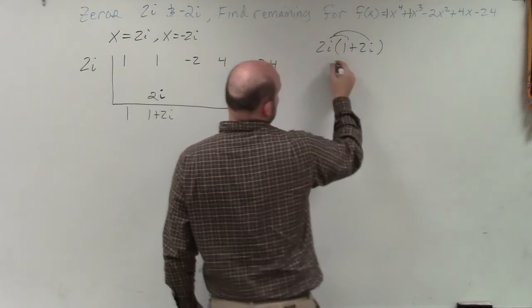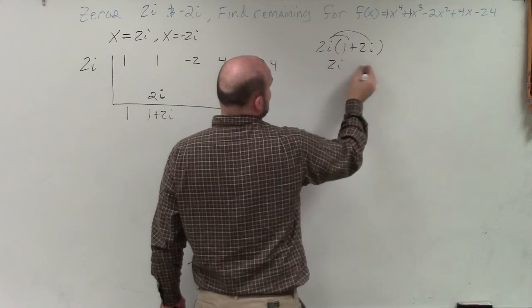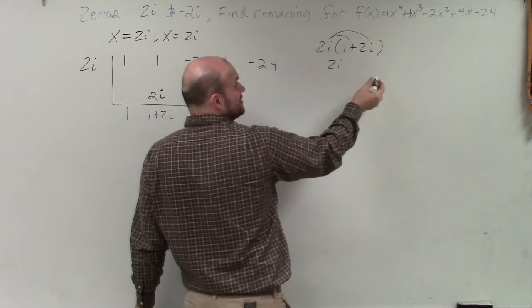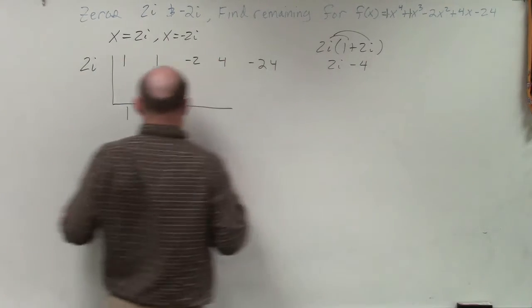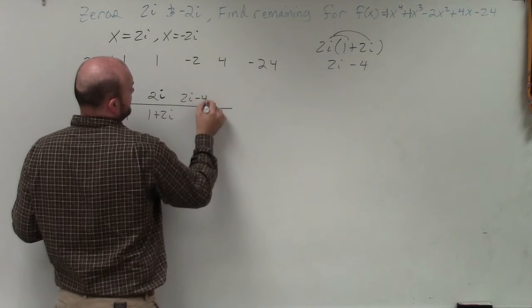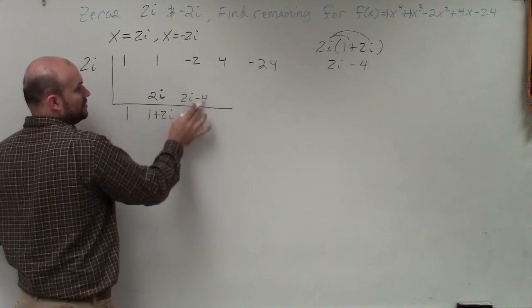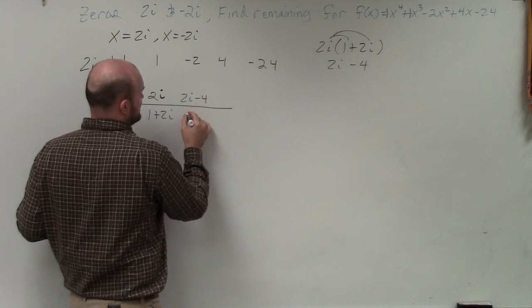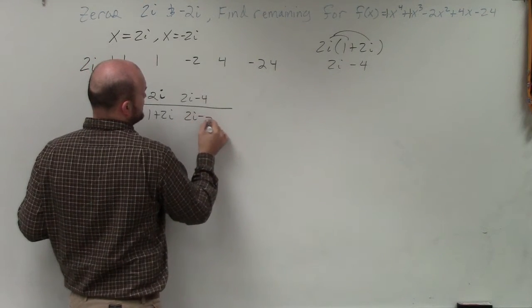By applying the distributive property, I have 2i, and then 2 times 2 is 4. I times I is i squared. I squared is negative 1. So that gives me a negative 4. Therefore, that gives me 2i minus 4. Well, I can only add the real components here. So negative 2 plus negative 4 is going to give me a negative 6. So I have 2i minus 6.